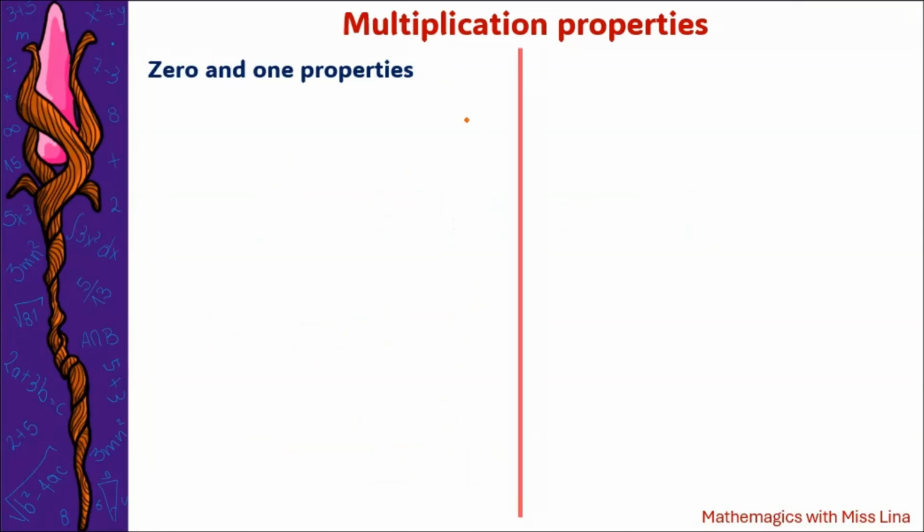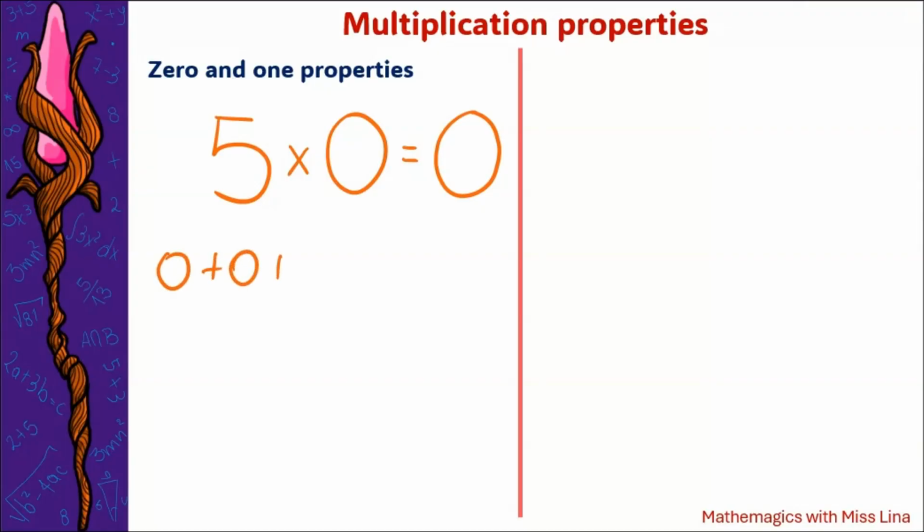The other two properties are the 0 and 1 properties. The 0 property just says that any number, it doesn't matter which number, if you multiply it by 0, you are going to get 0. It's because it's like when you add the 0 several times. It doesn't matter how many times you add the 0, you are always going to get 0. So any number multiplied by 0 is 0.